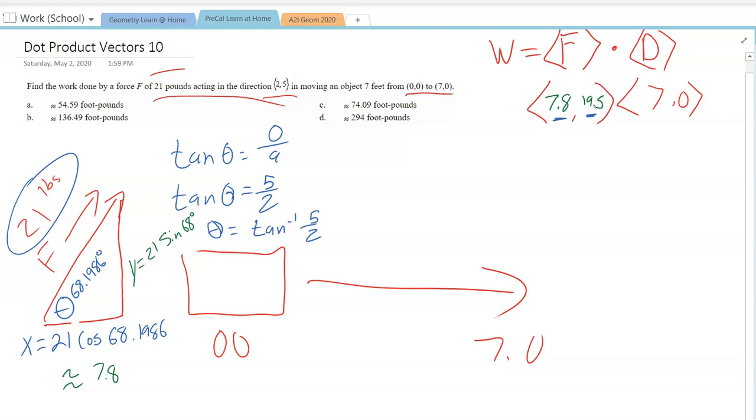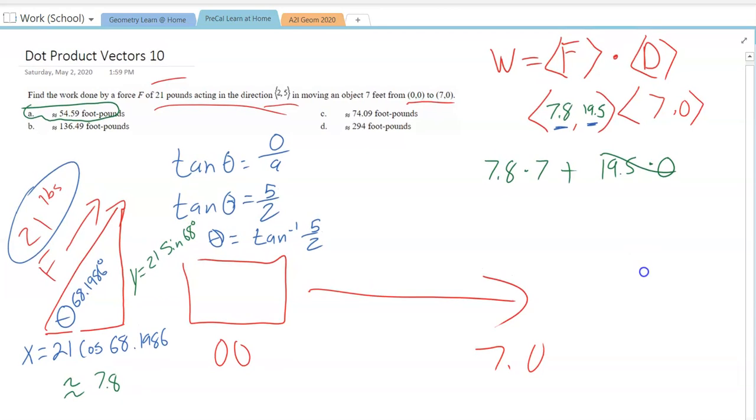All right, so now that I have my force written as a vector, I should be able to just multiply using the dot product. So let's go ahead and do that. I get 7.8 times 7 plus 19.5 times 0. Whatever 7.8 times 7 is going to be my answer. And I think we get 54.59 rounded. So, hey, that wasn't too bad at all, actually.